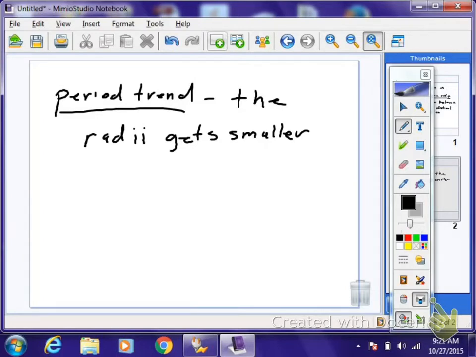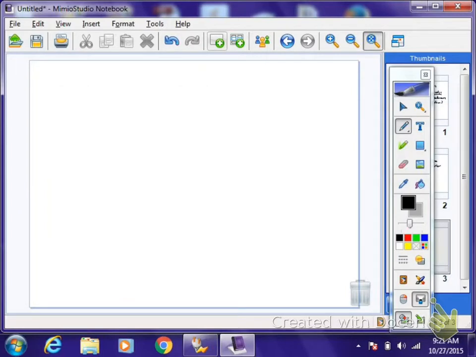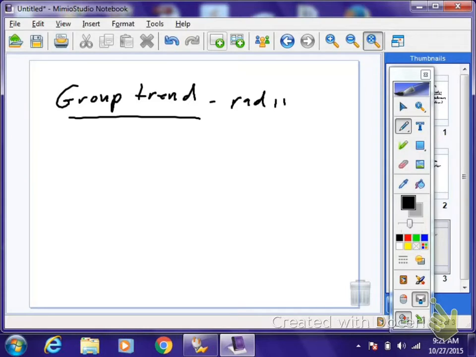Anybody got an answer for the group trend? It gets bigger. Okay? So the group trend, we're not looking at the reason yet, but the group trend is that the radii gets larger.